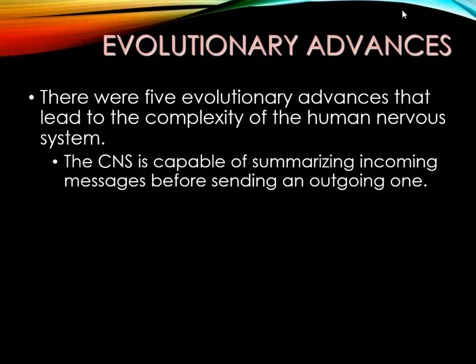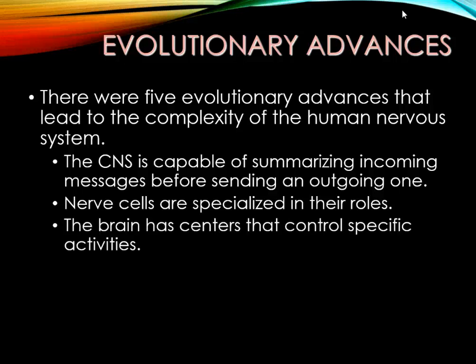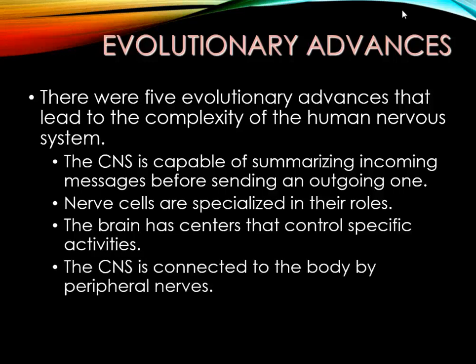So what are the big things? First of all, you have this central organizing system that receives the information, organizes it, and then responds. Nerve cells are completely specialized, like all the cells in your body, but you have these specialized conducting cells. And then the brain is actually organized into various control centers. And so there's a division of labor, if you will, within the brain itself.